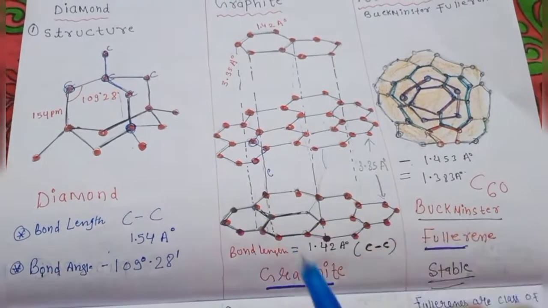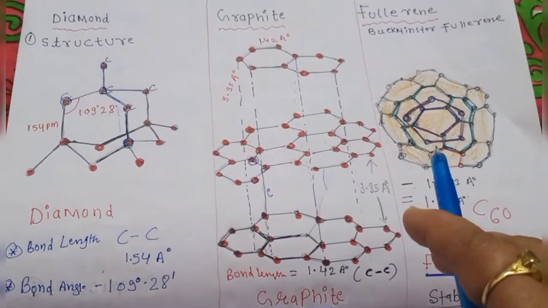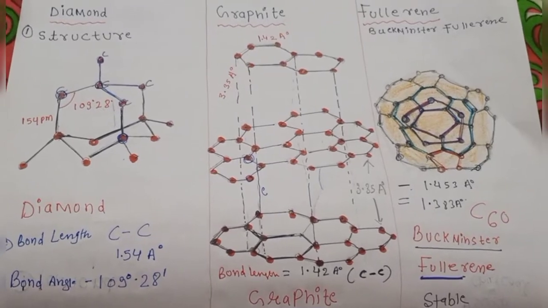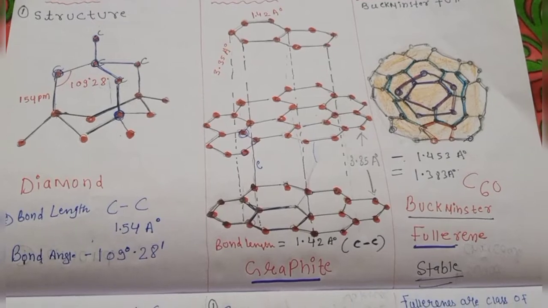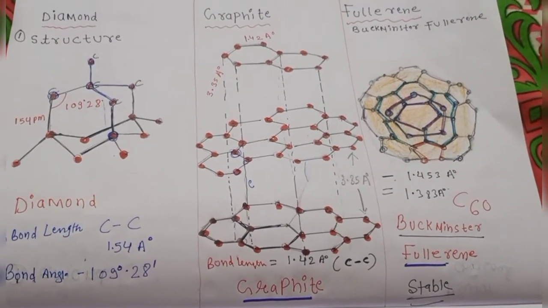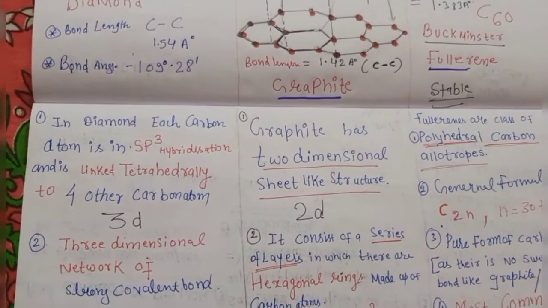This structure is the fullerene. Buckminster fullerene, named after the discoverer, Buckminster Fuller. So now you can start writing the points also. The structure of diamond we will cover first.